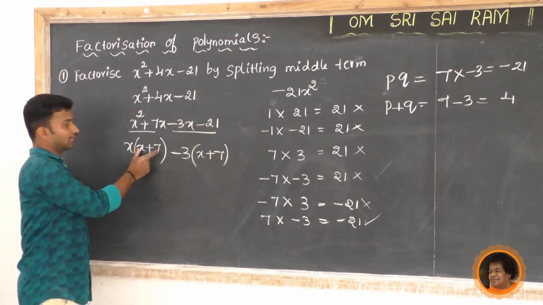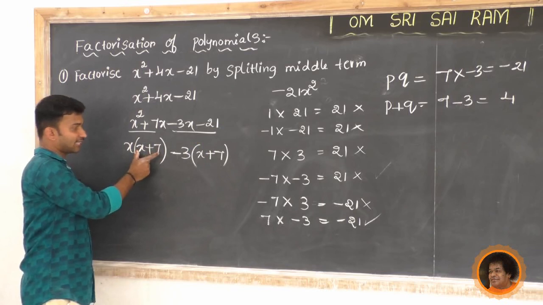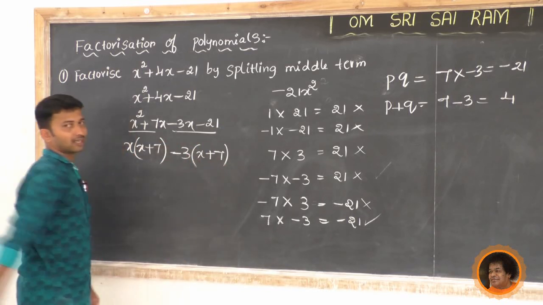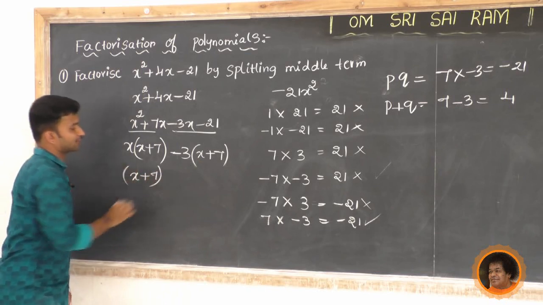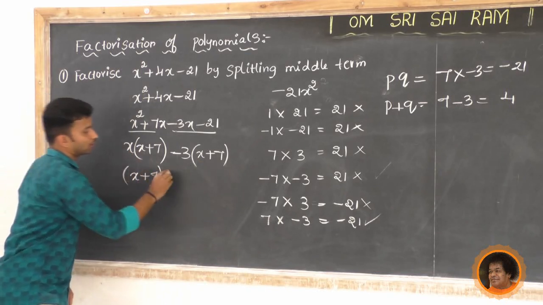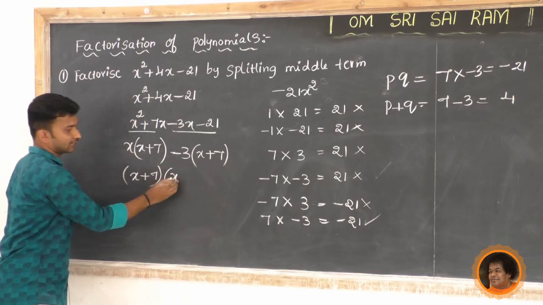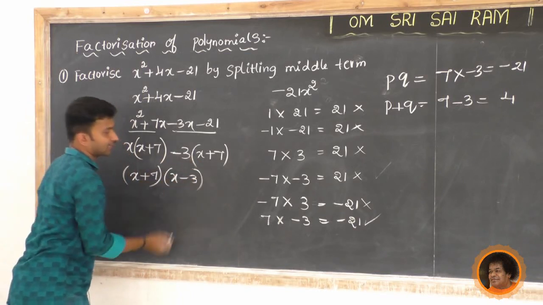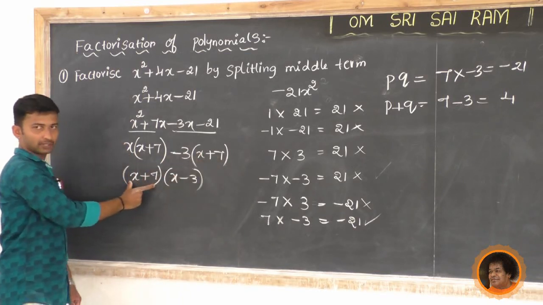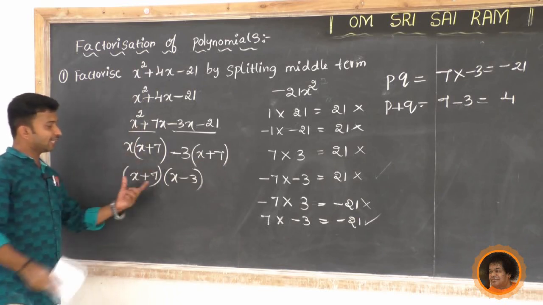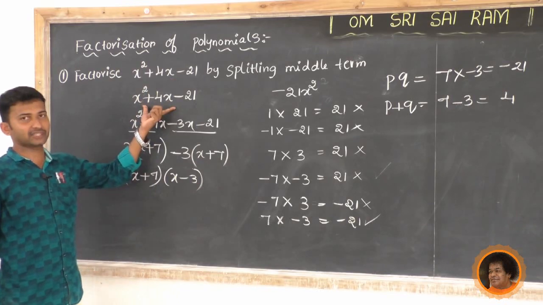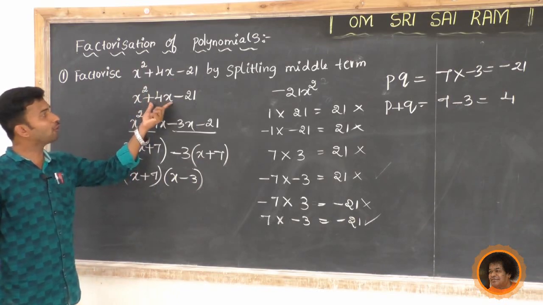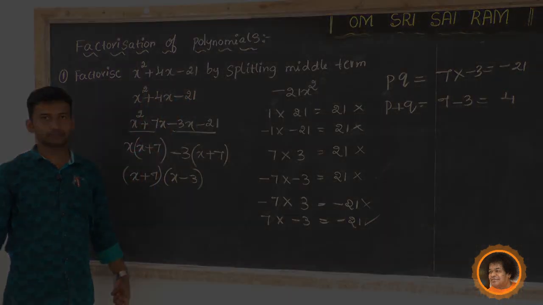Next step, in this x plus 7 and x plus 7, again common, take out the common x plus 7. x remains, and here minus 3, because x plus 7 is the common. So x plus 7 and x minus 3 are the factors of x square plus 4x minus 21.